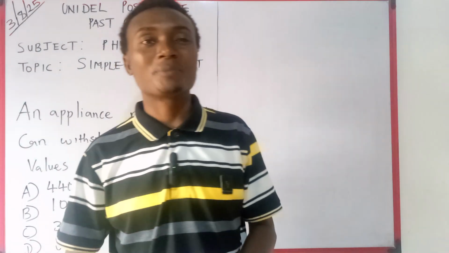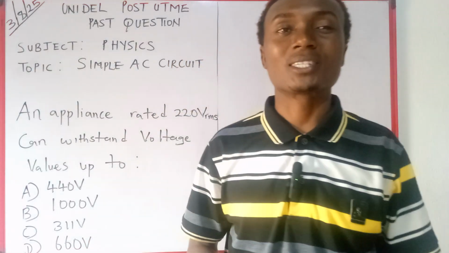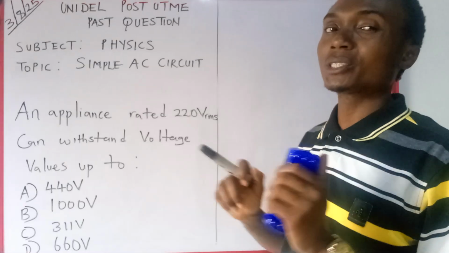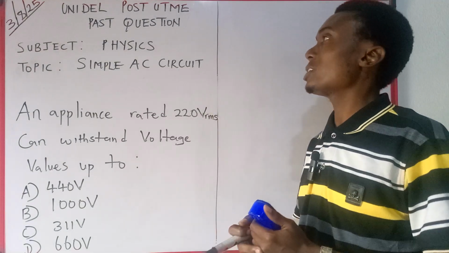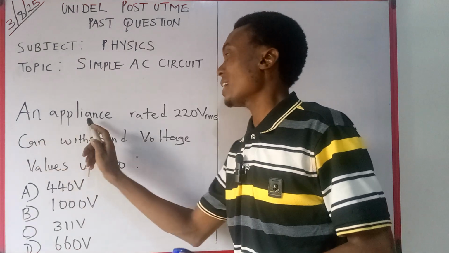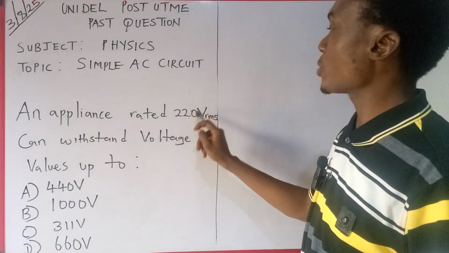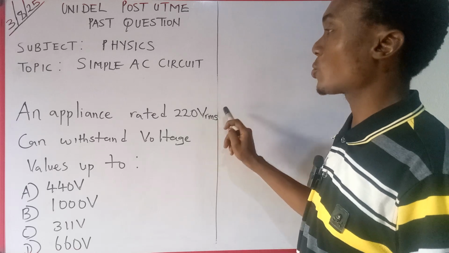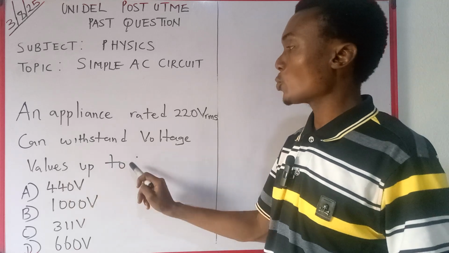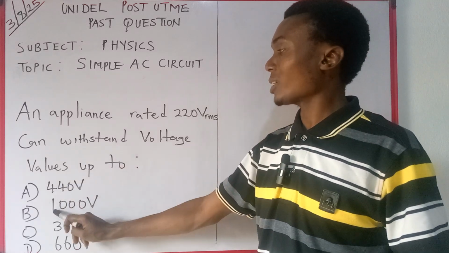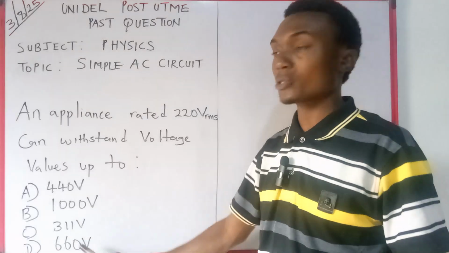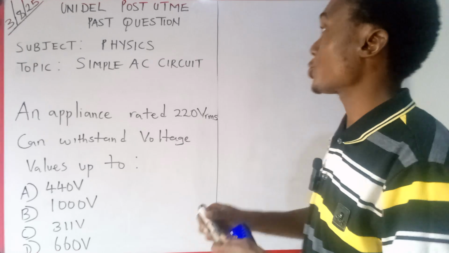I am Teacher Patrick. So today I'll be taking you physics, and today's topic is simple AC circuit, under UNILAG post UTME past question. So here goes the question. An appliance is rated 220 volts root mean square. It can withstand voltage values up to: 440 volts, 1000 volts, 311 volts, 660 volts. So these are the options. Okay. Solution.